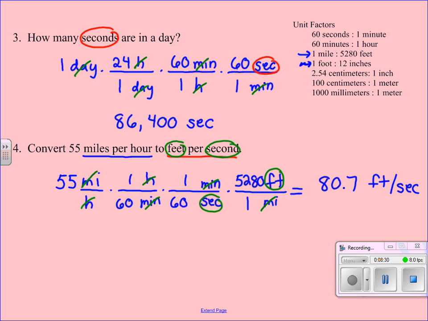Okay, as always, if you have any questions, you can talk to your teacher to get more details about this. But otherwise, you should now be set to begin your practice on dimensional analysis.